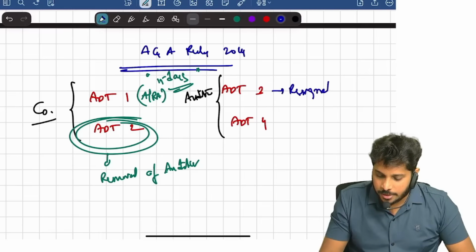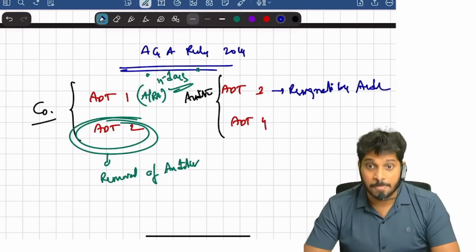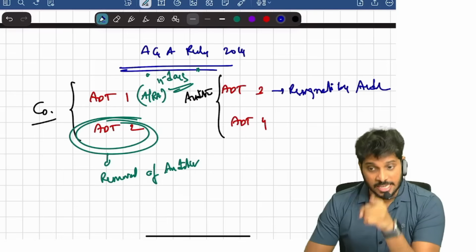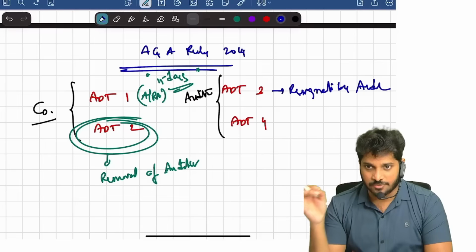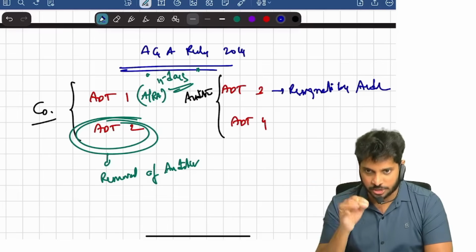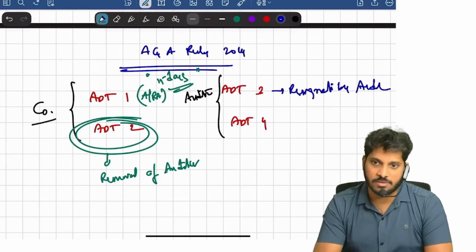What is it? Resignation by auditor. Suppose an auditor resigns, the ADT3 form will be filed. Even if a cost auditor resigns, he will file the ADT3 form. Remember this point. Even if a cost auditor resigns from the company, he should inform the company, he should inform the ROC. How will he inform? ADT3 form only.